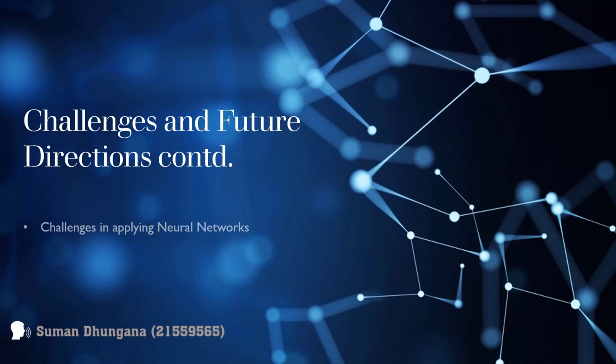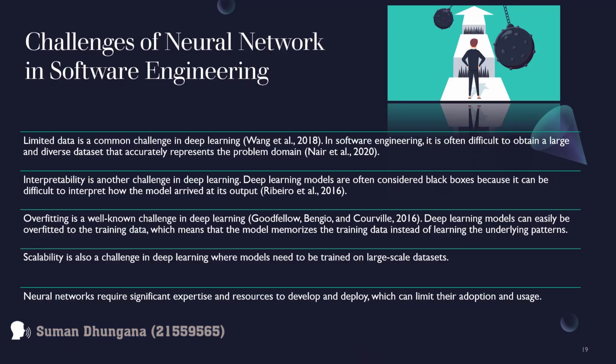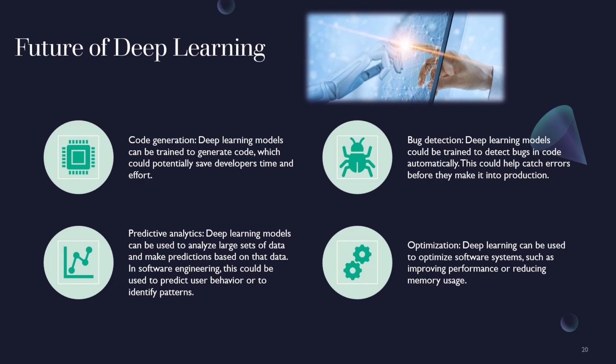I am going to talk about challenges and future directions in applying neural networks. So there are several challenges of neural networks in software engineering, like limited data, which is a common challenge in deep learning, and interpretability is another challenge in deep learning. Also overfitting is a well-known challenge in deep learning. Scalability is also a challenge in deep learning. And also we can find that neural networks require significant expertise and research to develop and deploy, which limits adoption and use. So I'm going to further talk about the future of deep learning.